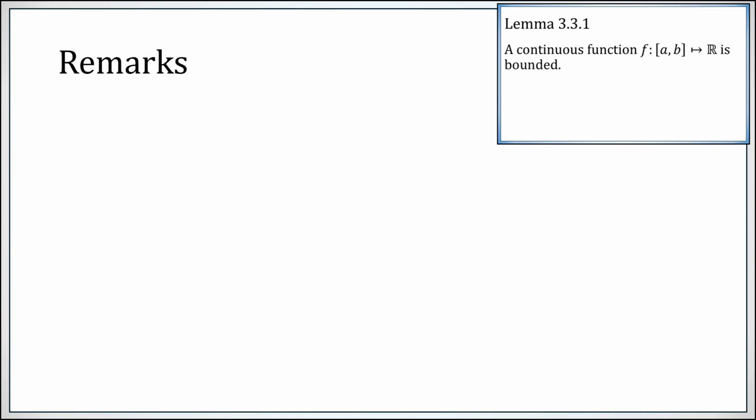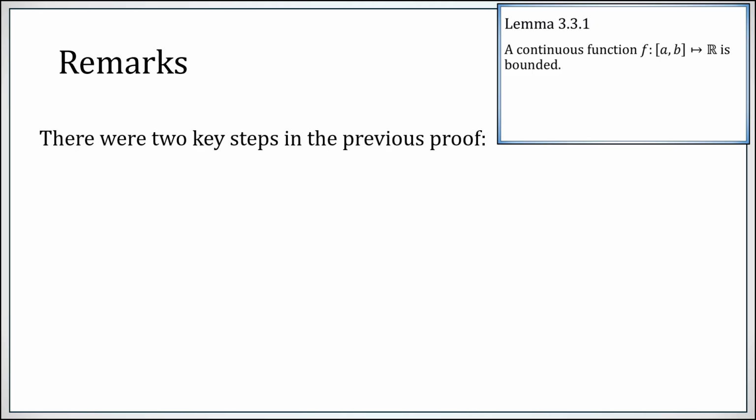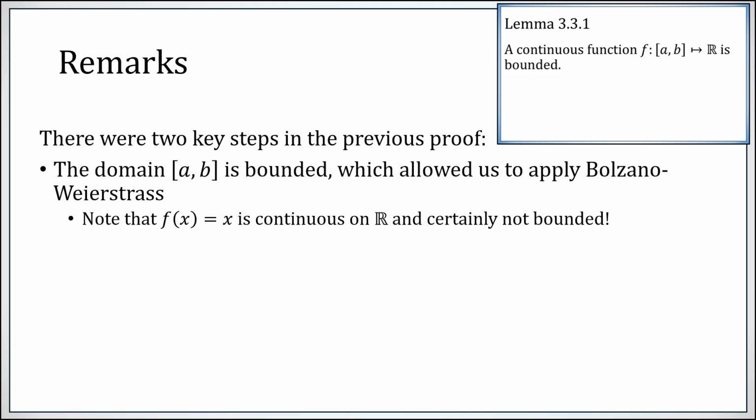So, a fairly straightforward theorem, but let's talk about it a little bit. There were two key steps that are important to point out. The domain is bounded. Because we drew a sequence of points in the domain, this allowed us to call on Bolzano-Weierstrass. It's important that the domain is bounded. Without this assumption, the theorem is false. f of x equals x is continuous on the entire real number line and definitely not bounded.